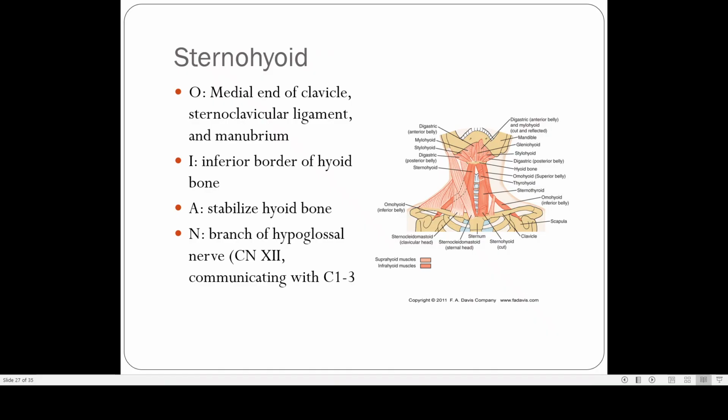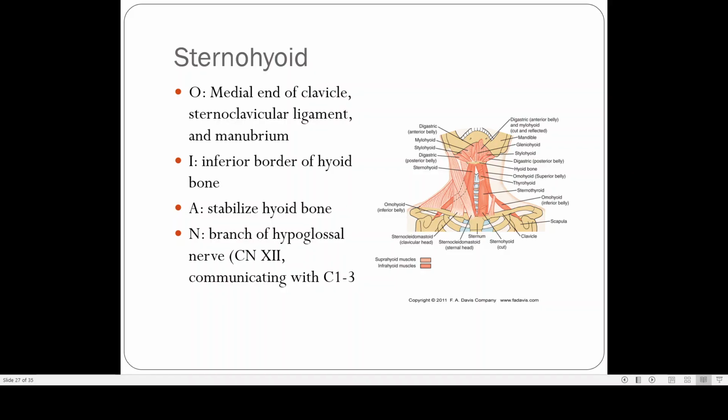Then we have sternohyoid, coming off the clavicle, the sternoclavicular ligament and manubrium up to the hyoid. We're now in the infrahyoid muscles. This stabilizes the hyoid bone. So it's not working to depress the hyoid bone. It's working to keep the hyoid bone where it's at when the suprahyoid muscles pull on the hyoid.